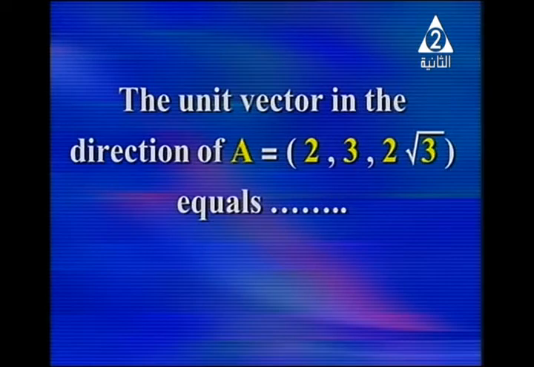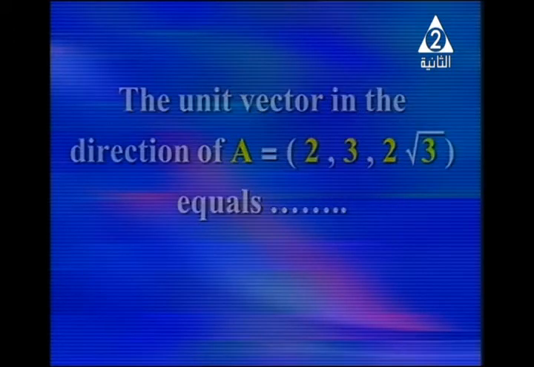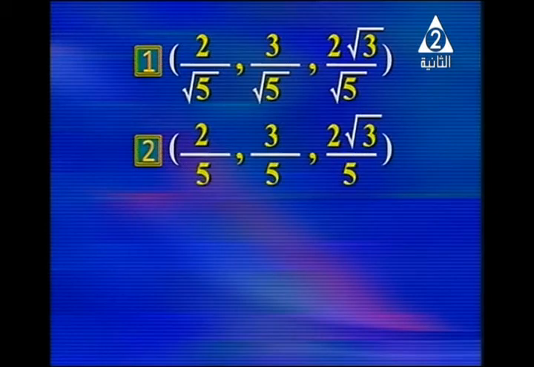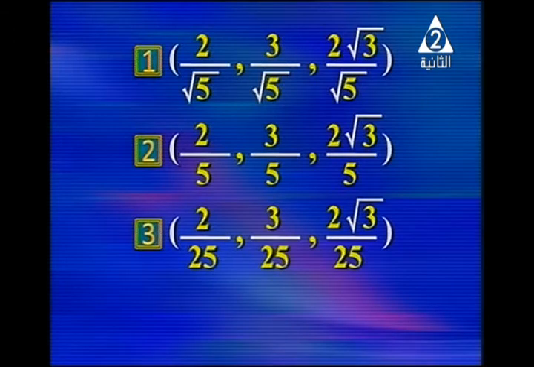The unit vector in the direction of A, 2, 3, 2 root 3, equals what? What is the unit vector in the direction of A? Number 1, 2 over root 5, 3 over root 5, 2 root 3 over root 5. Number 2, 2 over 5, 3 over 5, 2 root 3 over 5. Number 3, 2 over 25, 3 over 25, 2 root 3 over 25. Number 4, 1, 1, 1.